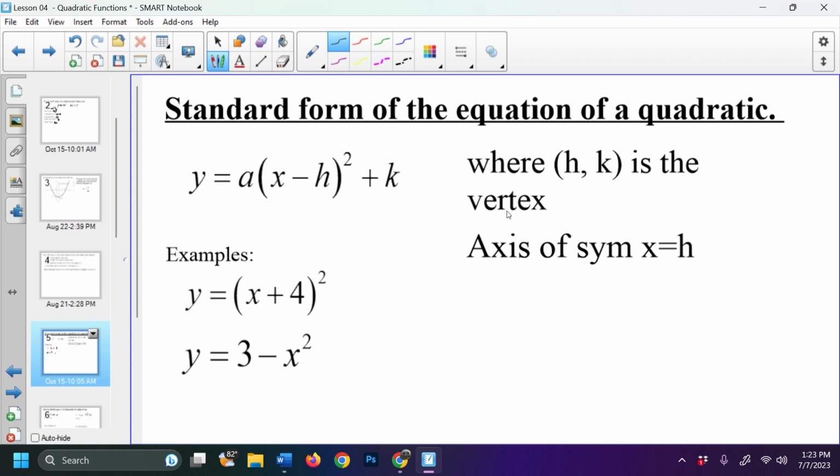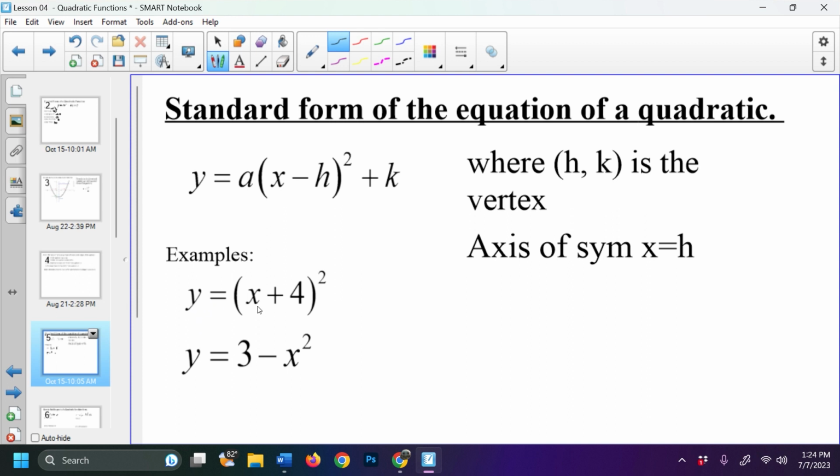And the one thing that students miss is that you'll notice in the form of the equation, h is negative and it's positive here. So whatever number you have here, we're just going to switch the sign to get the vertex. So a couple of quick examples that are in standard form.